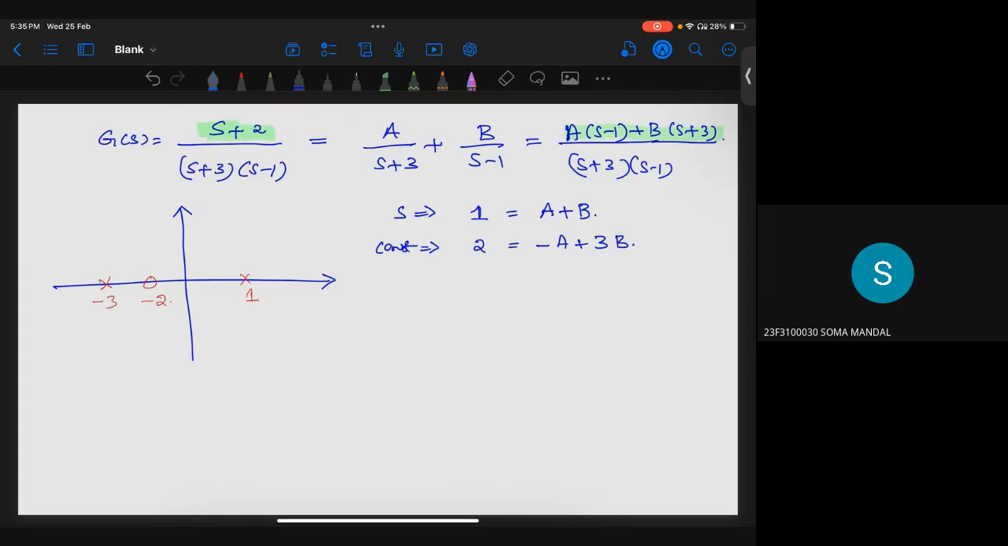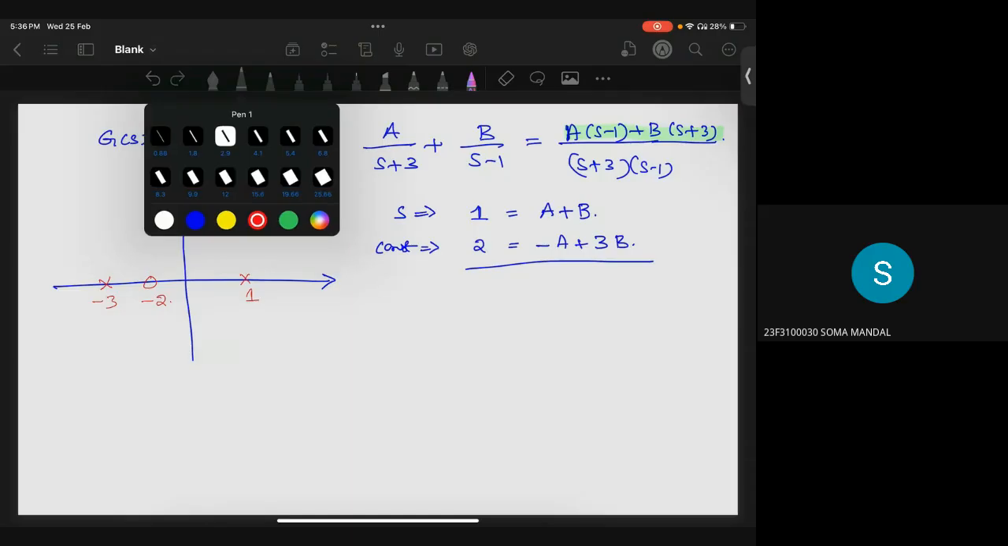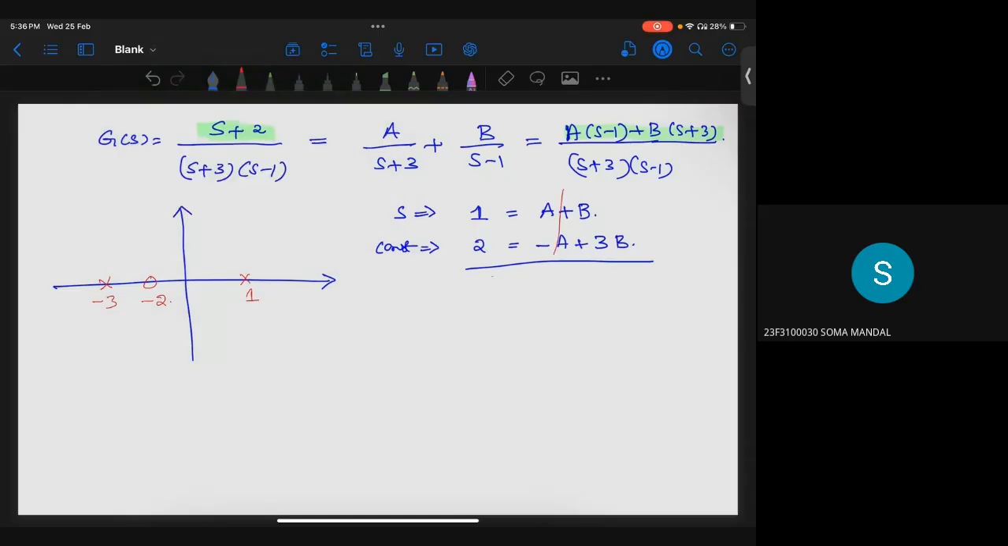Yes, correct. Now if you add them, these two get cancelled. So 3 equals 2, 4b, correct? So b is 3 by 4. Then what is a from this? 1 minus b, that is nothing but 1 minus 3 by 4. What is it? 1 by 4. Am I correct?